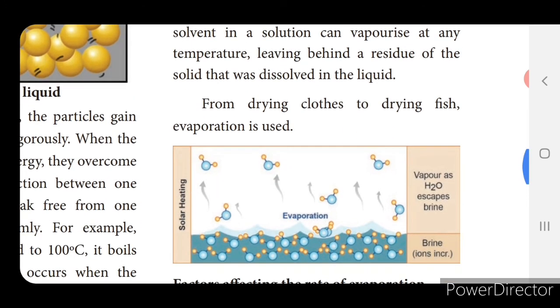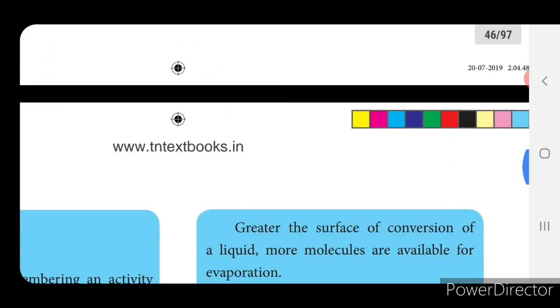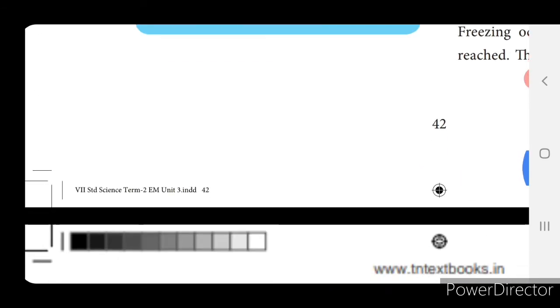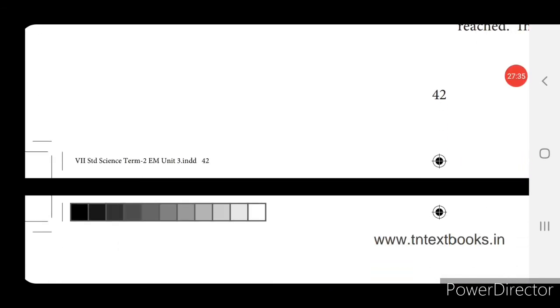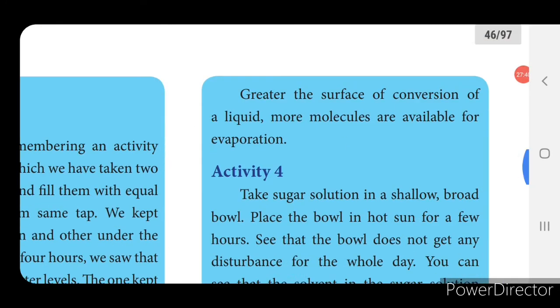So from drying clothes to drying fish, evaporation is used. Yes, the water present in the clothes or the water present in the fish is converted into water vapor. So, factors affecting the rate of evaporation. Now we'll see the factors affecting the rate of evaporation.